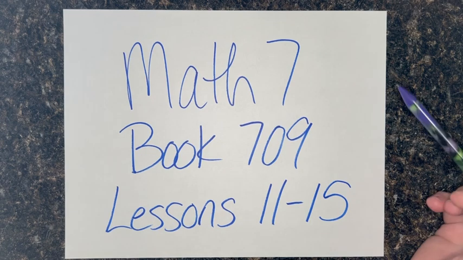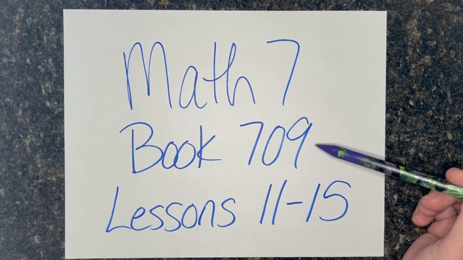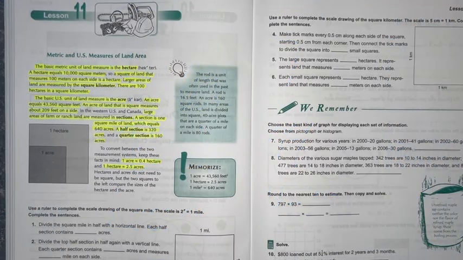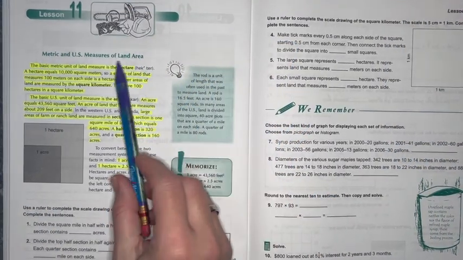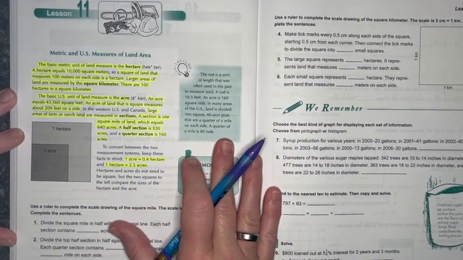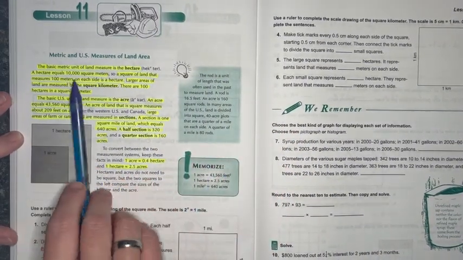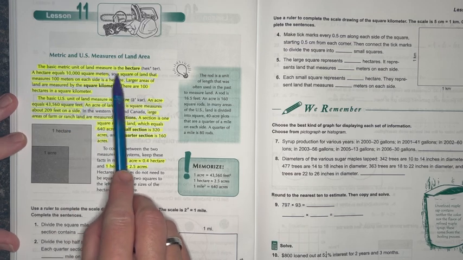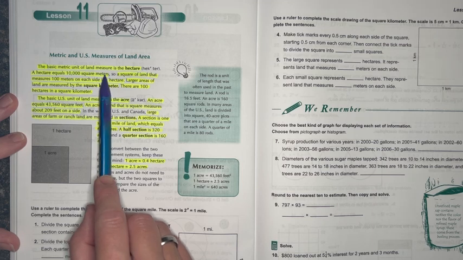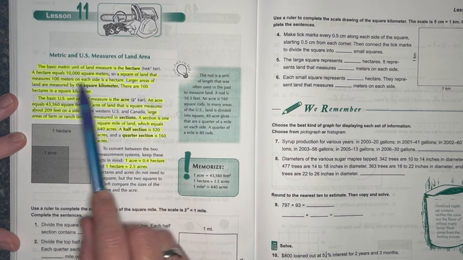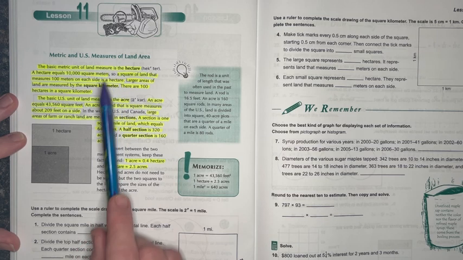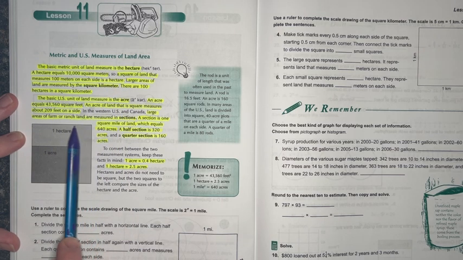Today we're going to be going through Math 7, Book 709, Lessons 11 through 15. Lesson 11 begins on page 44, and it's titled Metric and U.S. Measures of Land Area. So, some more conversions for us. It says the basic metric unit of land measure is the hectare. A hectare equals 10,000 square meters. A square of land that measures 100 meters on each side is a hectare, okay? So a square that measures 100 meters on both sides.